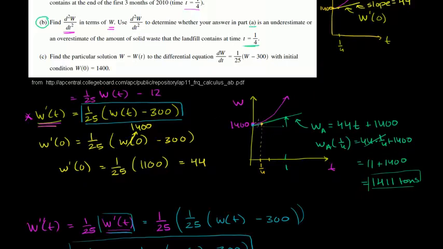Now, if w's slope over that fourth was exactly the same as the slope of the tangent line, or if that slope did not change, then our extrapolation would be exactly right. If w's slope is increasing over that time, then our estimate would be an underestimate of the correct thing. And if the slope is decreasing over that time, then our estimate would be an overestimate of the actual amount in the landfill. And to figure out whether the slope is increasing or decreasing, we just have to look at the value of the second derivative.